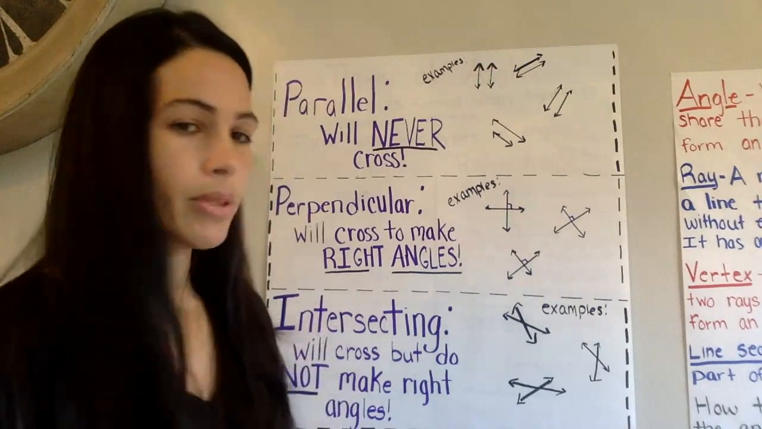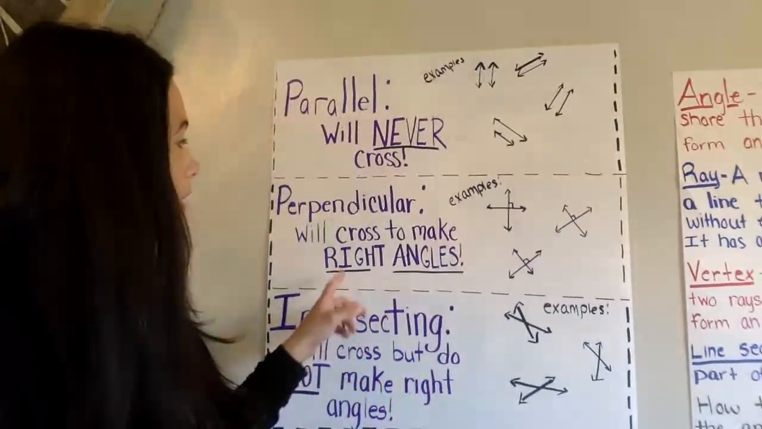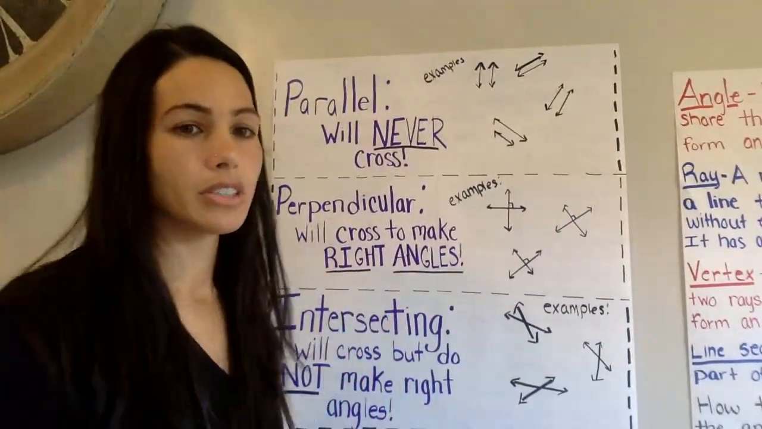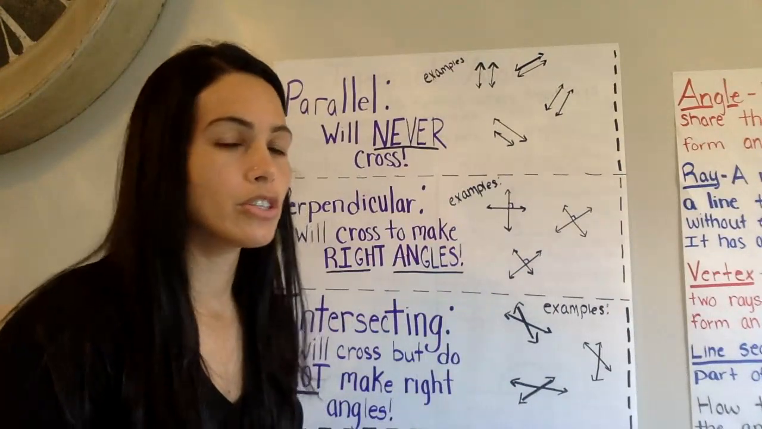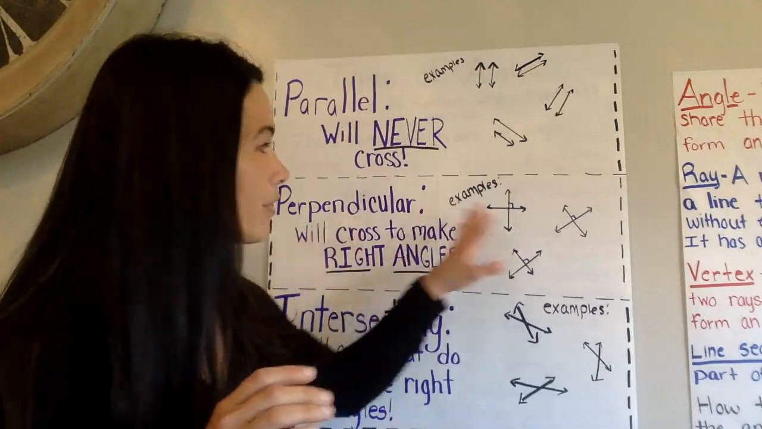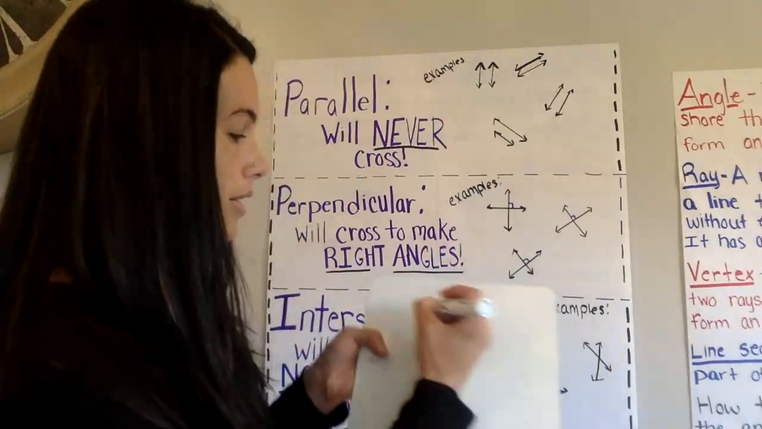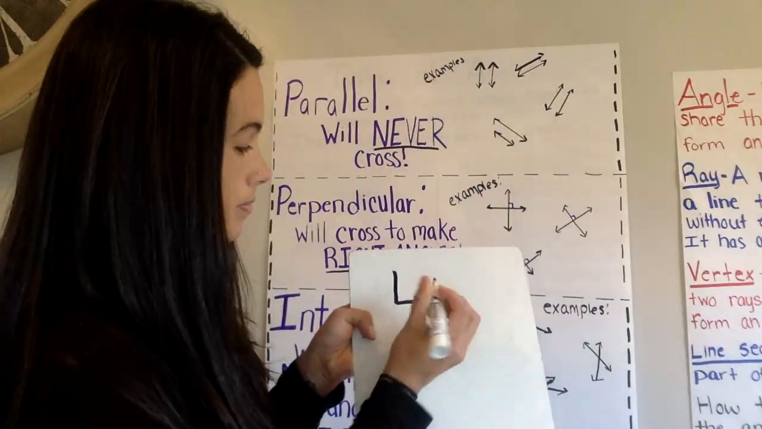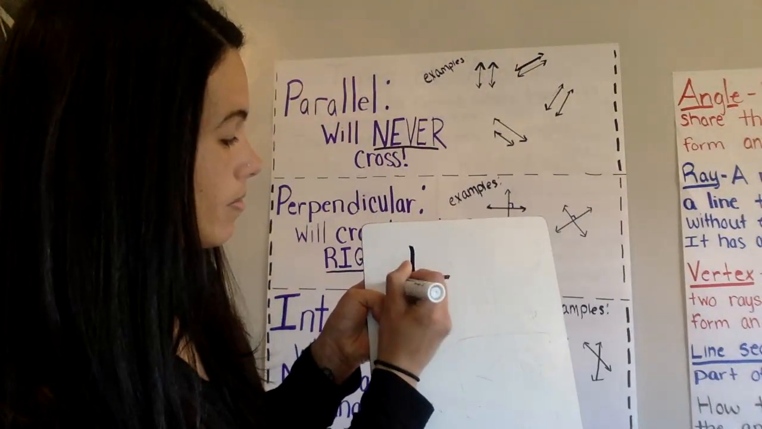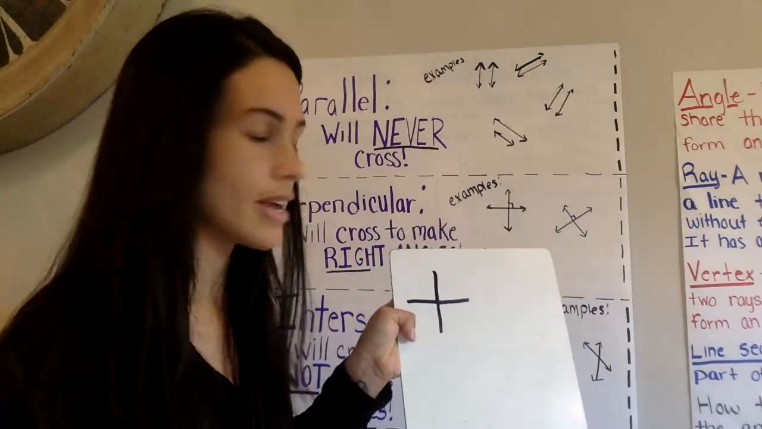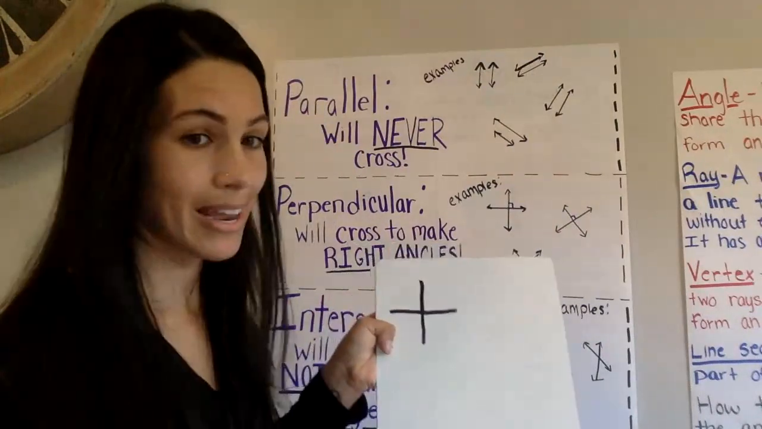Okay, so our next vocabulary word is going to be perpendicular lines. And perpendicular lines will cross to make right angles. And we know a right angle is always 90 degrees, so we see them in a square, it's the corner. So that is perpendicular lines. There are examples here. This is a perpendicular line. I continued on. They're perpendicular because it's always 90 degrees. So perpendicular lines always cross each other, and they always form 90 degrees.